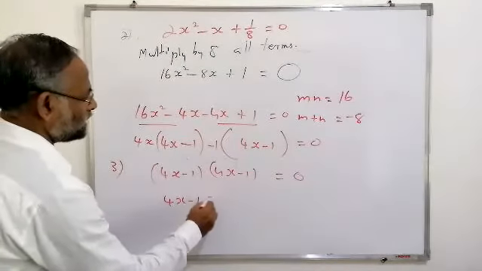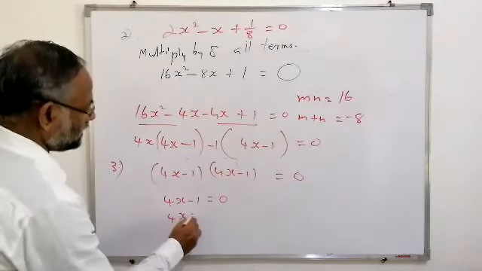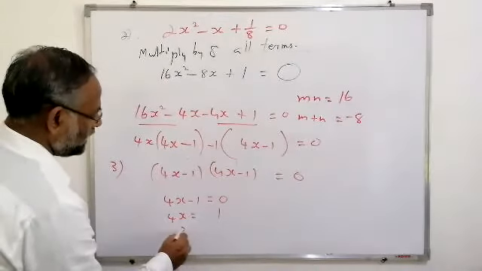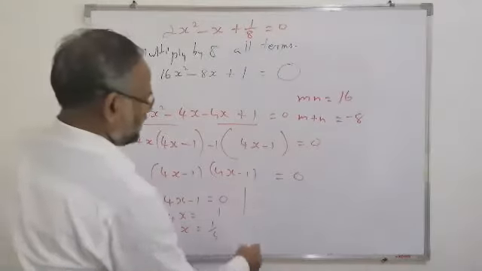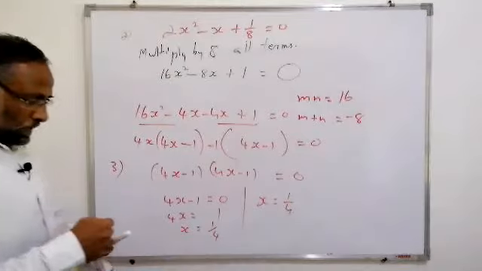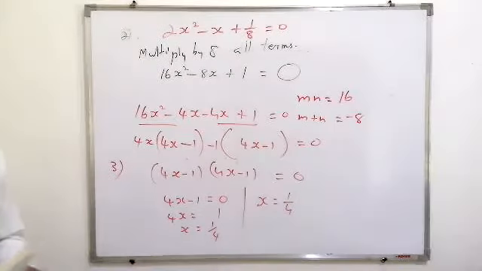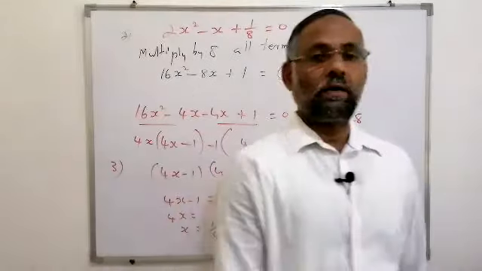4x minus 1 is equal to 0. 4x is equal to 1. x is equal to 1 by 4. Here also, x is equal to 1 by 4. The roots are repeating. x is equal to 1 by 4. You have to write this one.